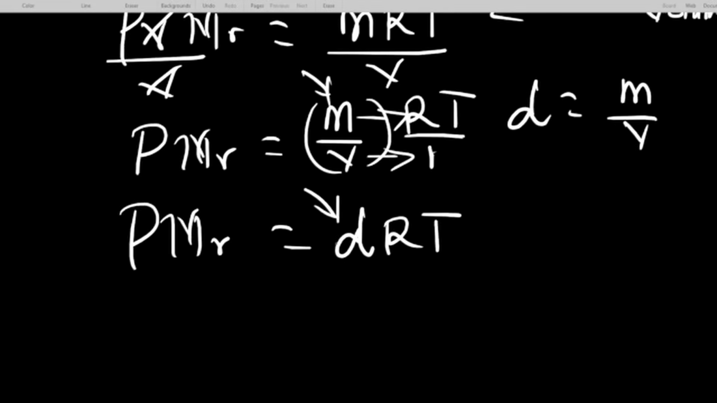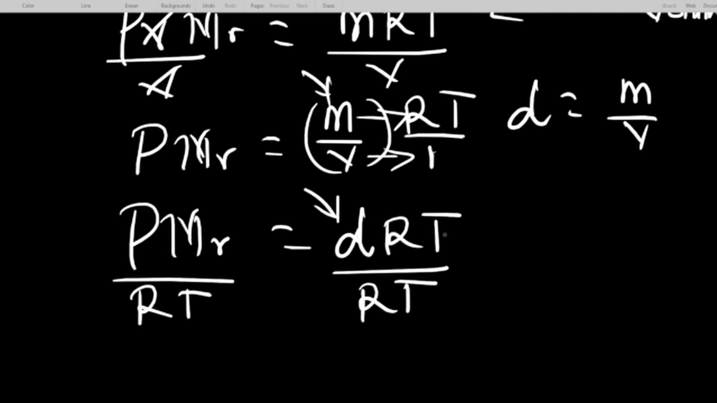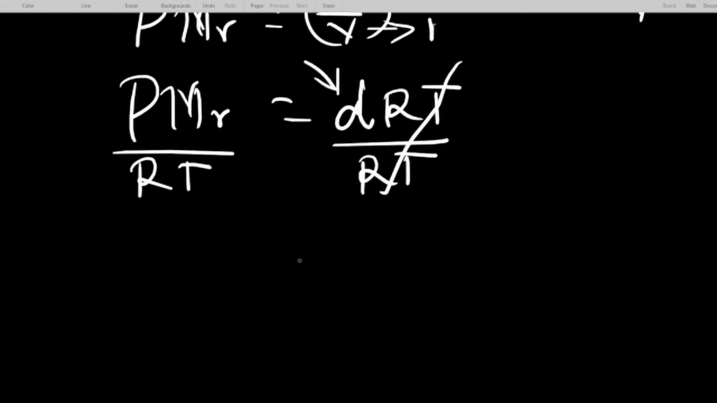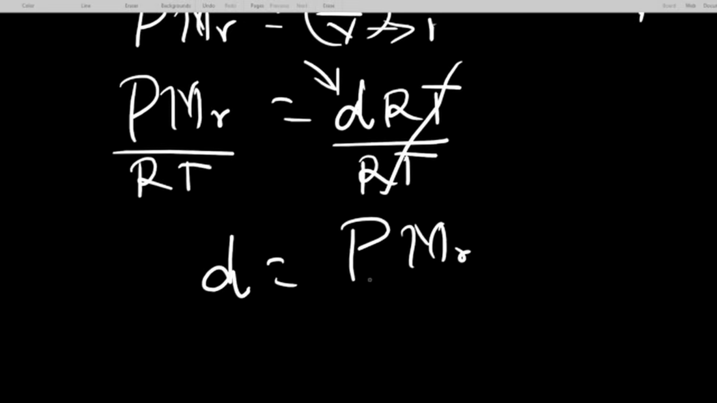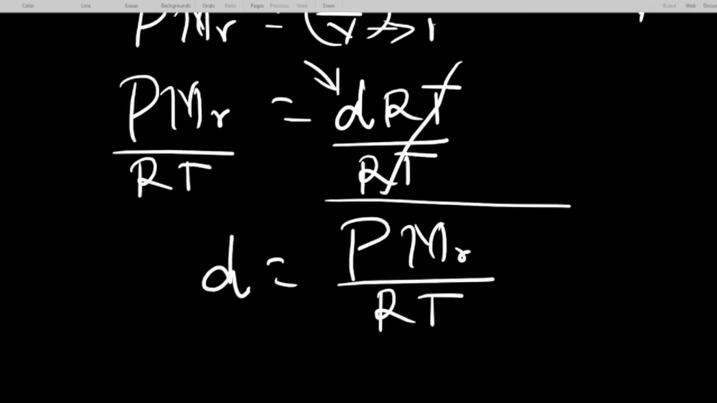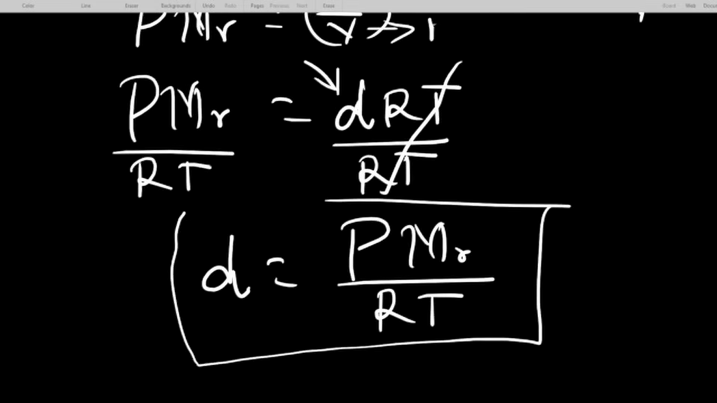And what do we do? We divide both sides by RT to isolate density. Here we have RT. These RTs cancel out. We now have that density is equal to pressure multiplied by the molar mass over RT. Now this is a formula for solving for gas density.